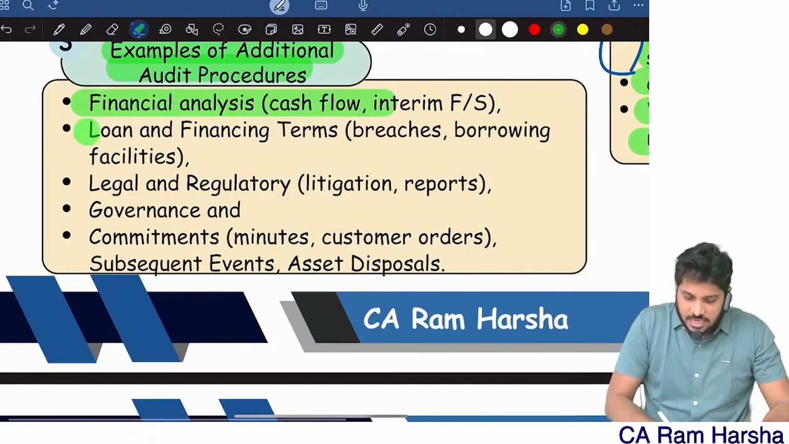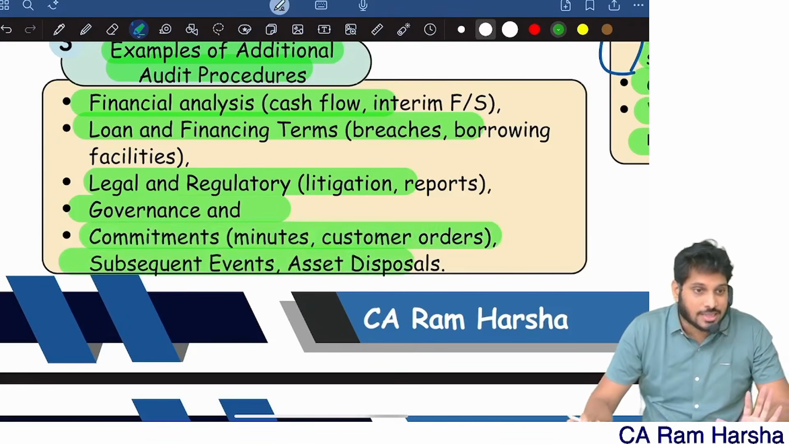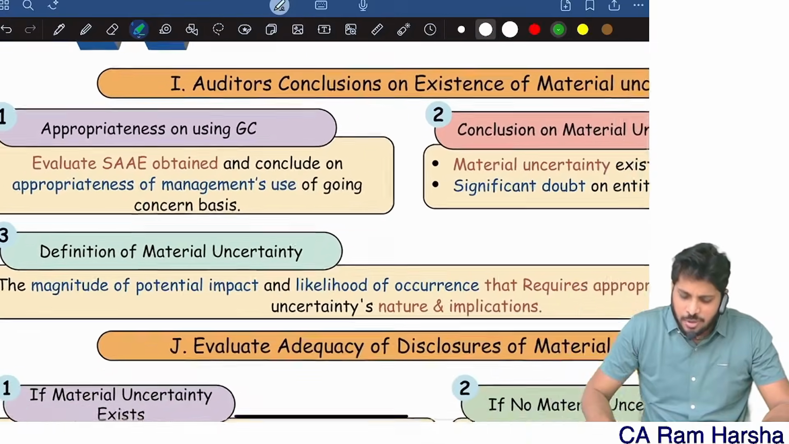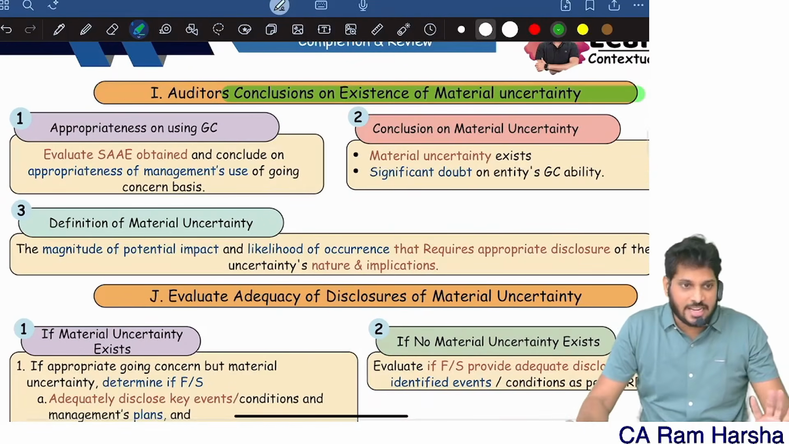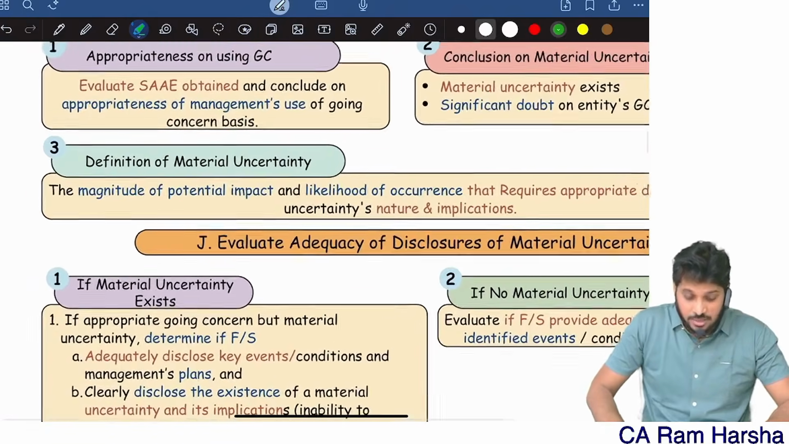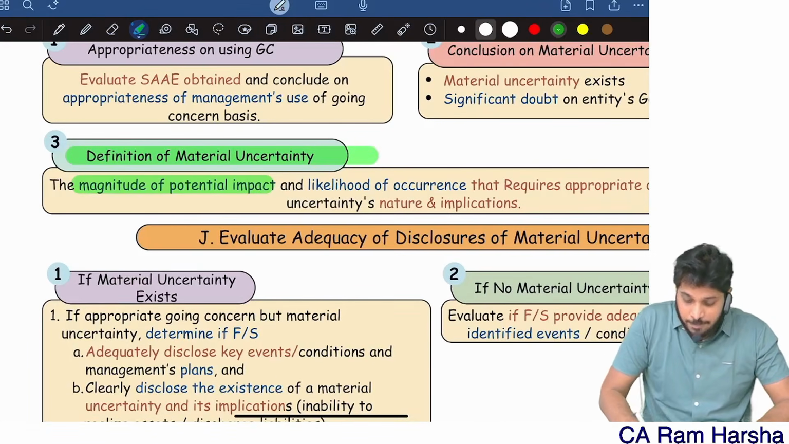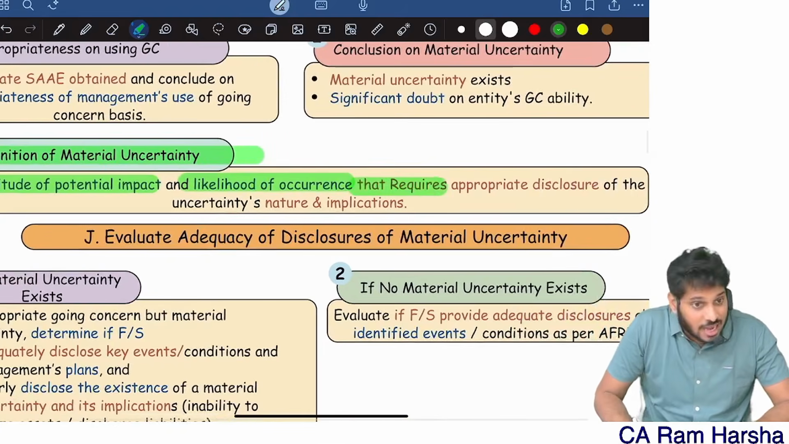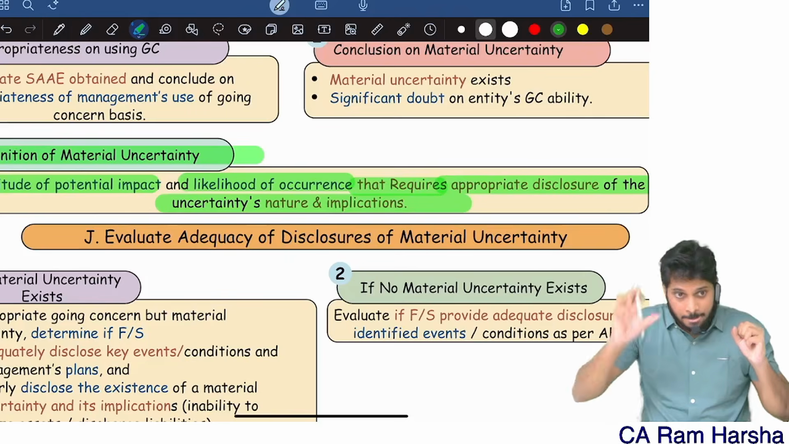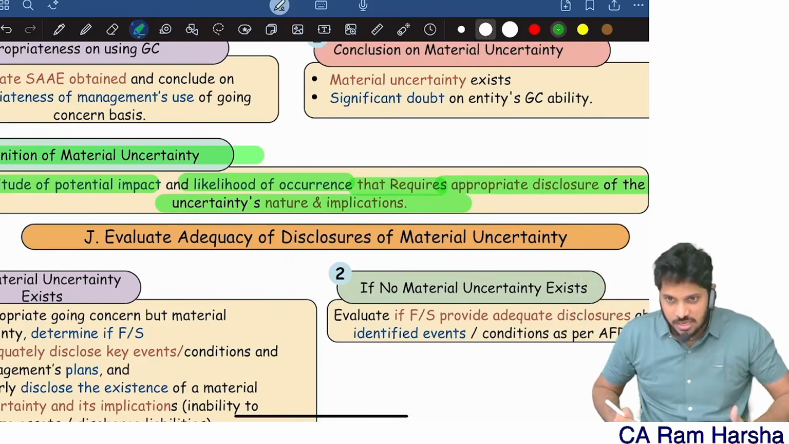Examples: financial analysis, loans and financial terms, legal and regulatory, governance and commitments, all that. These are the various examples of additional procedures which I perform. After performing additional procedures, you will get an idea whether material uncertainty is there or not. What is material uncertainty? Magnitude of potential impact and likelihood of occurrence is such that appropriate disclosure is required. If the uncertainty's impact is such that disclosure is required, then it is called a material uncertainty.